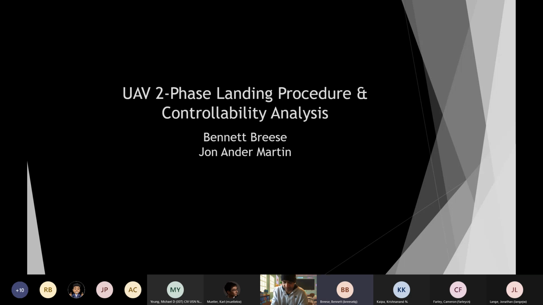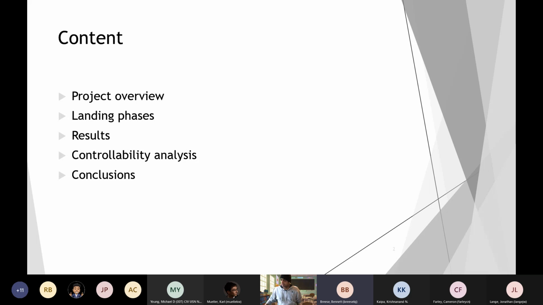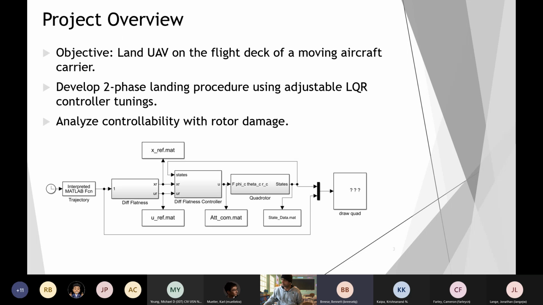Yeah, so we developed a two-phase landing procedure for a UAV on a moving aircraft carrier. John Ander did most of the controllability analysis. The contents are: project overview, landing phases, results, controllability analysis, and conclusion. That's just a brief overview. And then here, we just have the layout of the Simulink model.